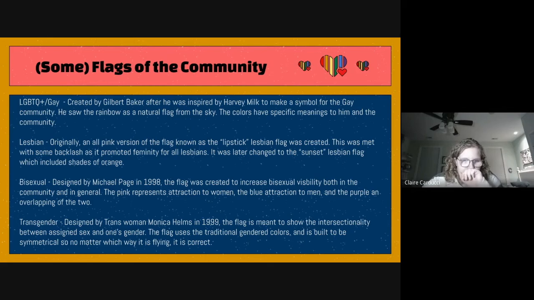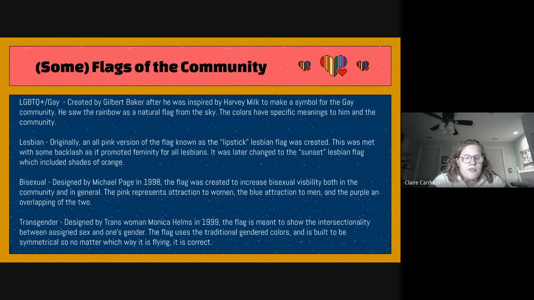So, the next one is the bisexual flag, which was designed by Michael Page in 1989. The flag was created to increase bisexual visibility in both the community and just in general. The pink of the flag represents attraction to women, the blue attraction to men, and the purple is an overlapping of the two, or attraction to non-binary folks and other gender identities.